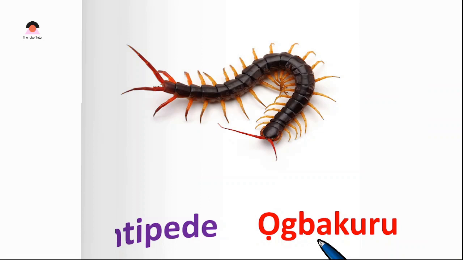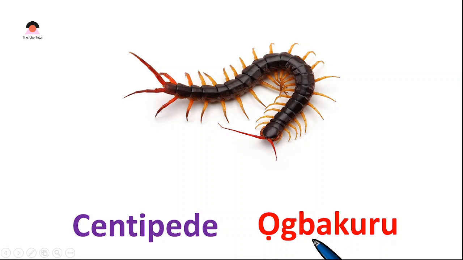There's another one that looks like millipede. This is called centipede. And the name is obakuru. So the difference between the two, you can see the claws of this one is longer than that of a millipede. And millipede has more claws in number compared to centipede. That's the difference between the two.